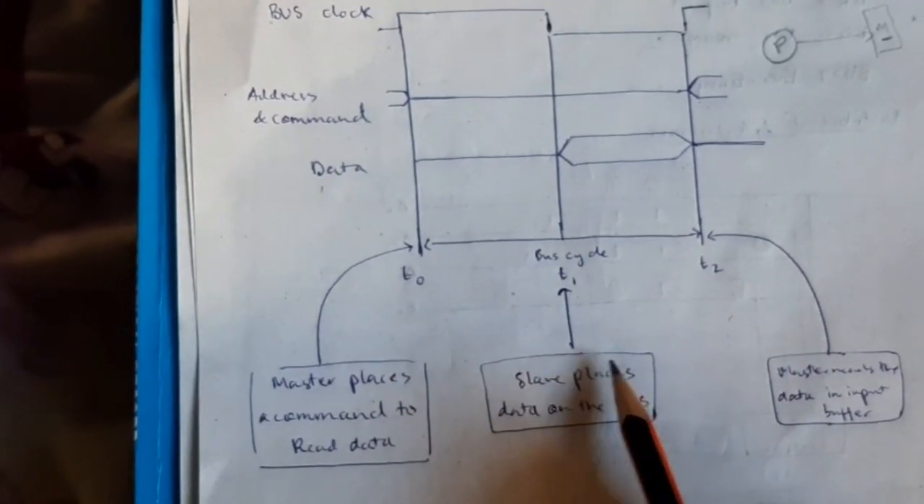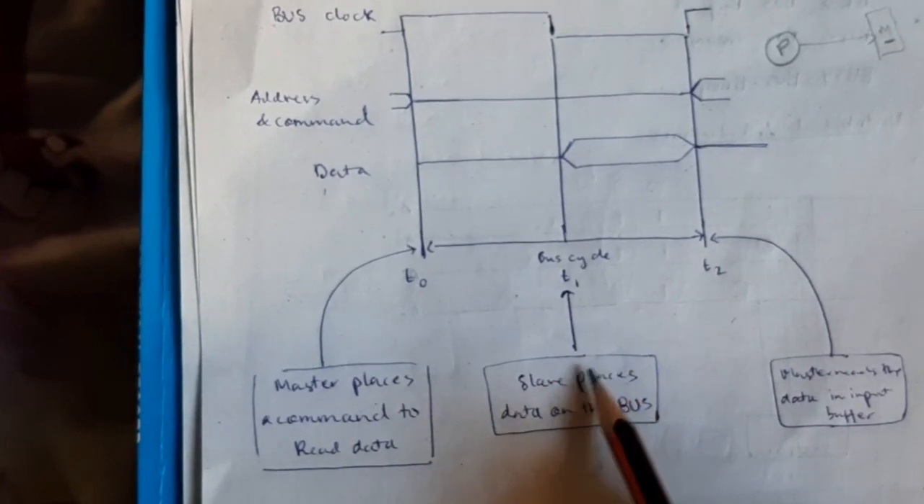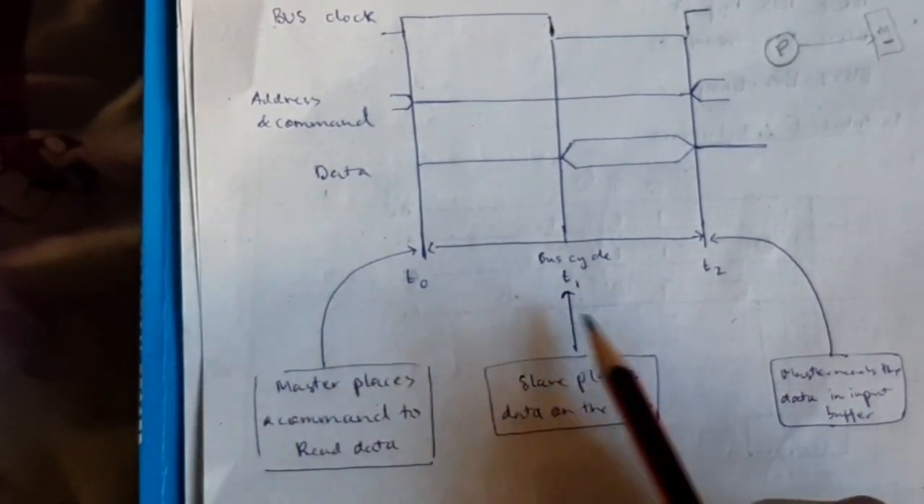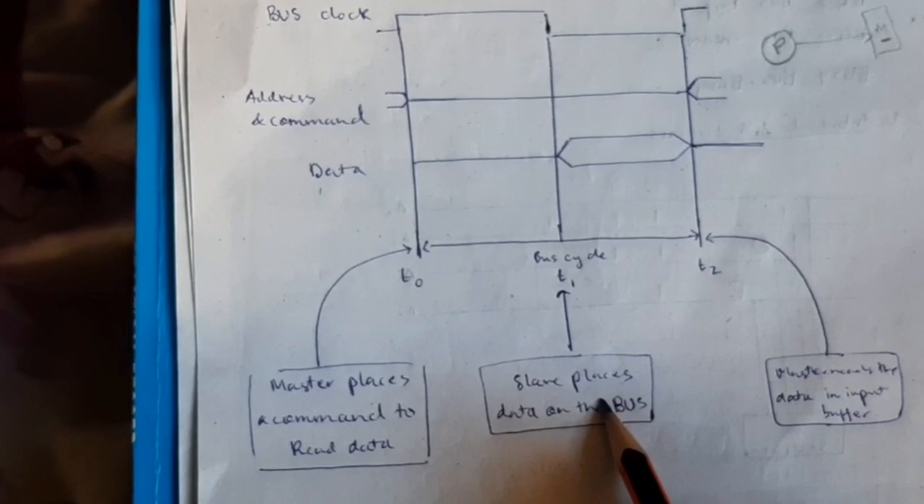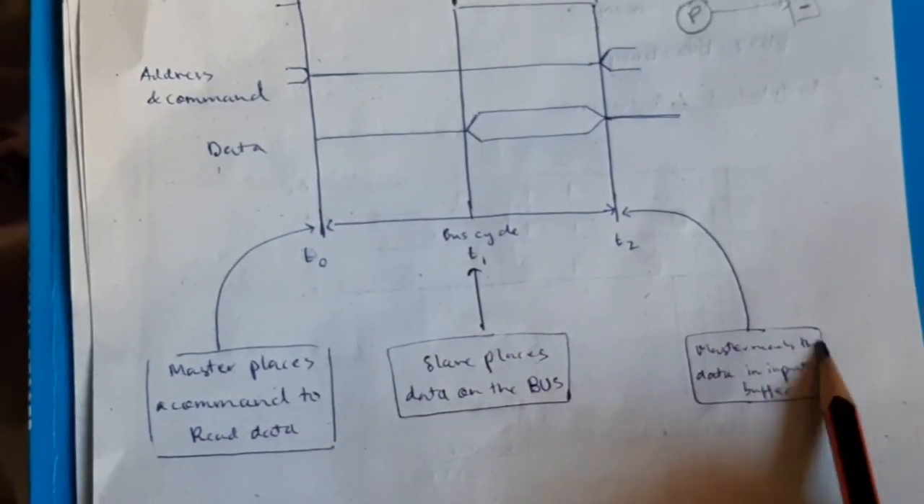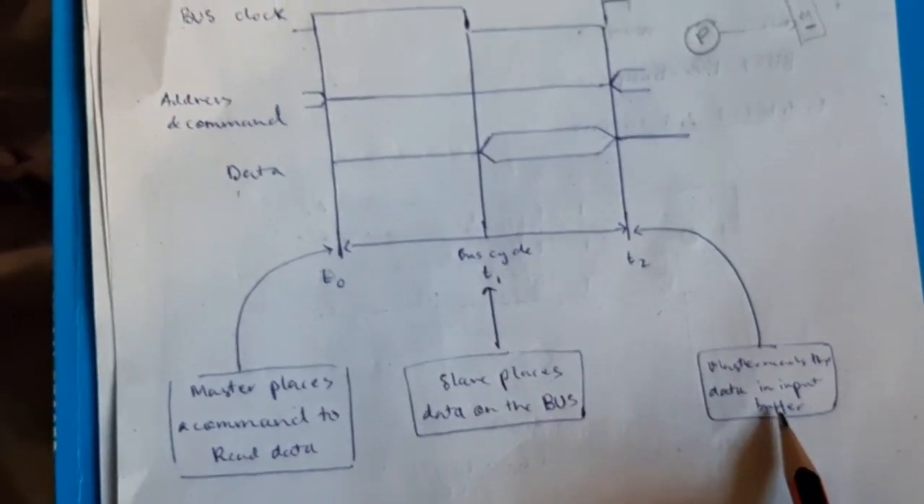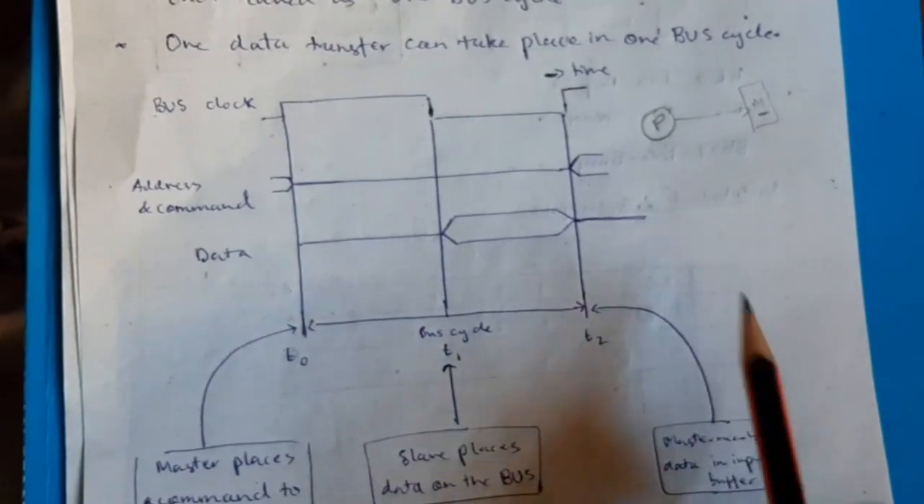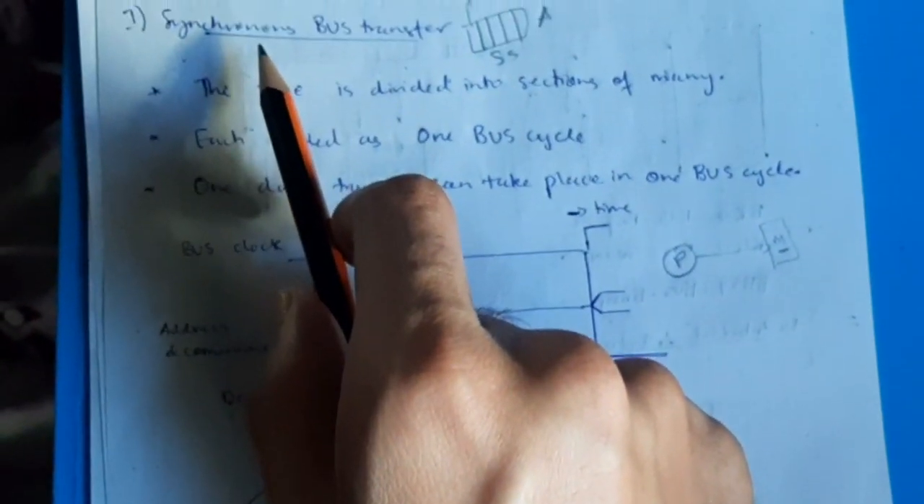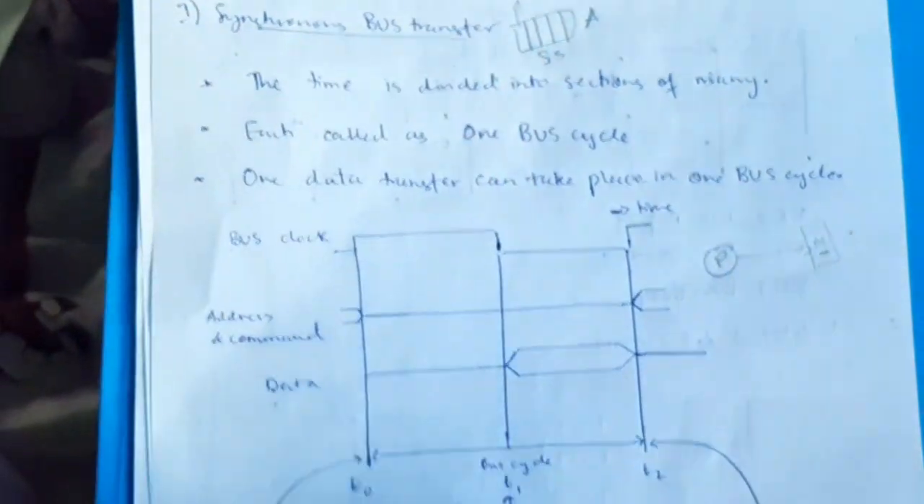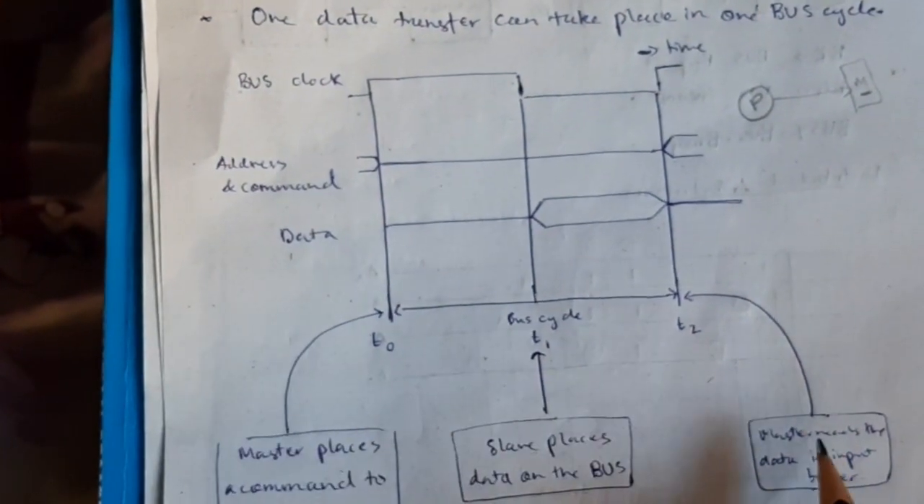In the second cycle, the slave places the data on the bus. After the first cycle, in the second cycle the slave will place the data on the bus, and in the third cycle the master will read the data and put it in the input buffer. That's what happens in the synchronous bus transfer. The time will be divided into slots, and in each slot a part of the command will be executed.